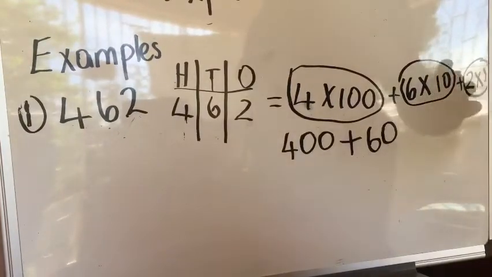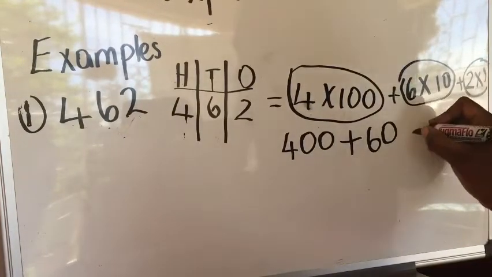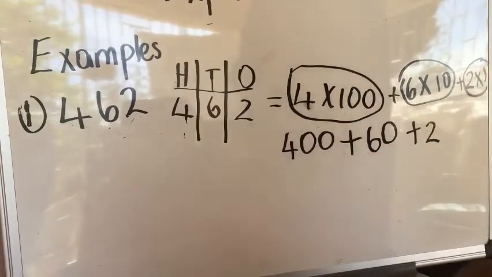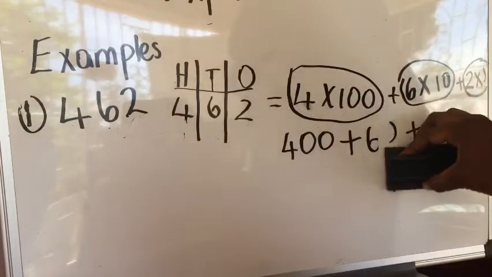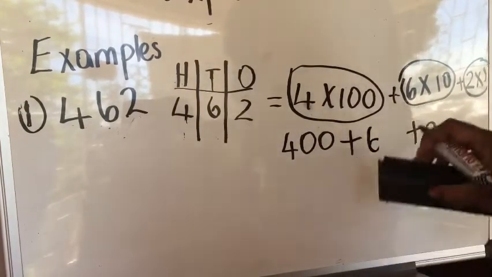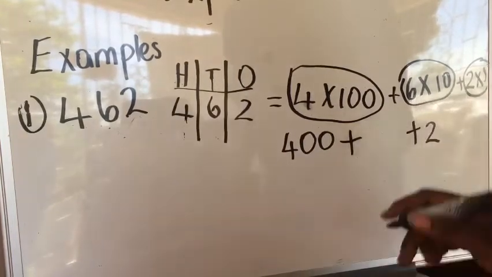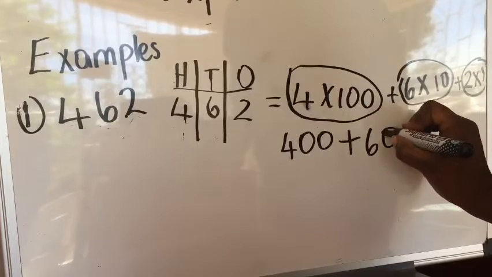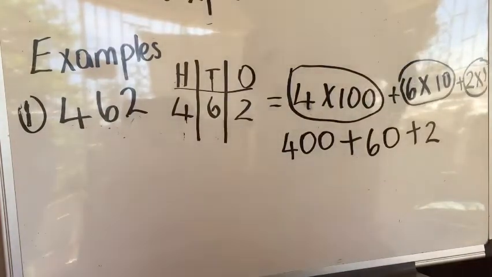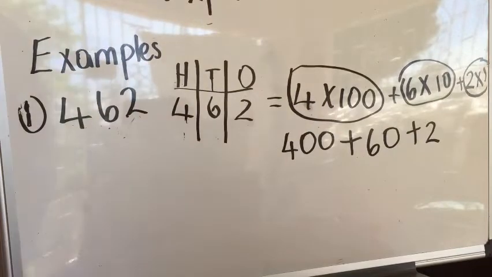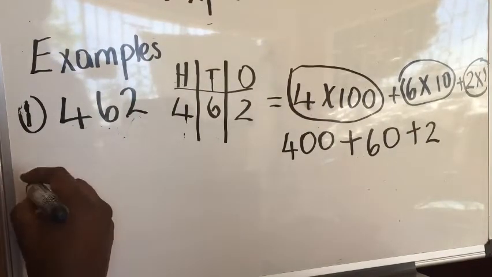Right? And 2 times 1 is 2. So that's how you get your answer in an expanded form. You expand each of the digits, each of them in the column that it is in. Right? This is how you expand a number. Let's try another one so you can get a better idea of what I'm talking about.